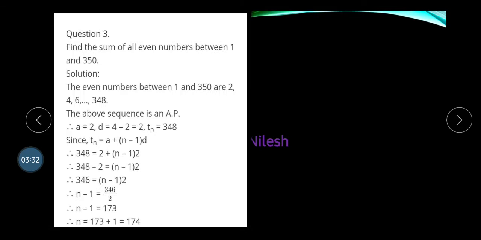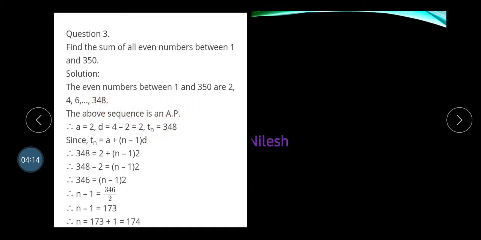Question number 3. Find the sum of all even natural numbers between 1 and 350. Solution. The even numbers between 1 and 350 are 2, 4, 6 and so on till 348. The above sequence is an AP. Our A, that is the first term, is 2. The difference, that is when we subtract second term by the first term, we get 4 minus 2 is 2 and 6 minus 2 is again 2. So our difference is 2. And the nth term, that is Tn, is 348.